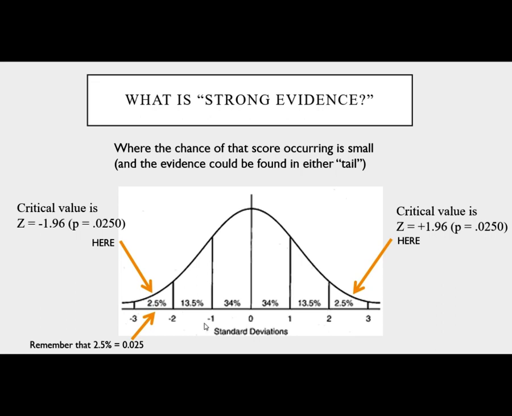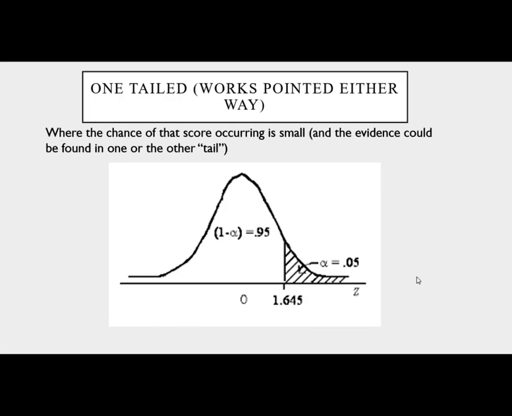So if I find a z-score or a t-value that's like 3 or 4 or 5 or 15, if it's negative, it'd be way over here. If it's positive, it'd be way, way over here. And we would say, you know what, that's pretty good evidence that it didn't happen by chance. So this is where we could look at either tail, plus or minus, or we could look in just one tail. And I'm going to show you examples of when we're using a one-tail or a two-tail test. So a one-tail works pointed either way, so it could be to the right or it could be to the left, where the chance of that score occurring is small and the evidence can be found in one or the other of the tails.